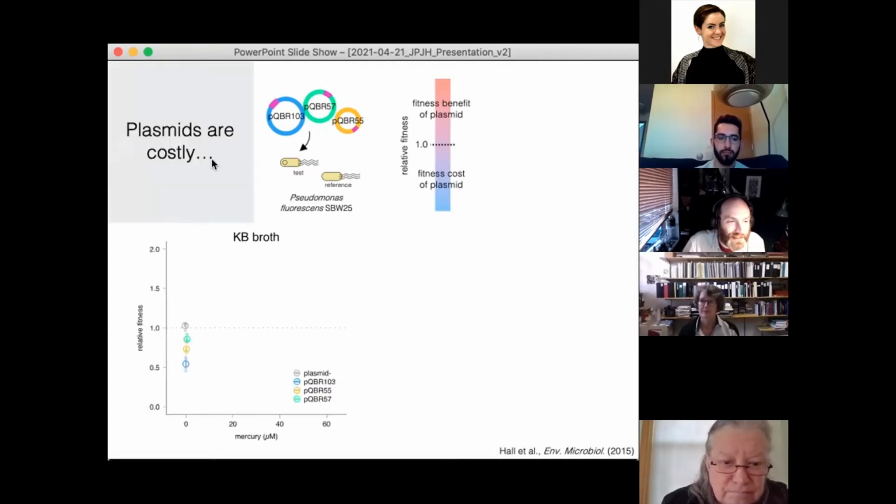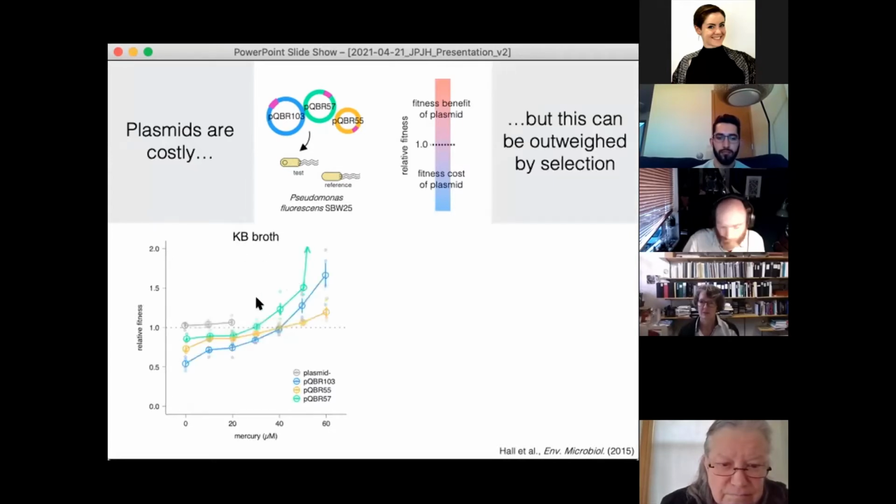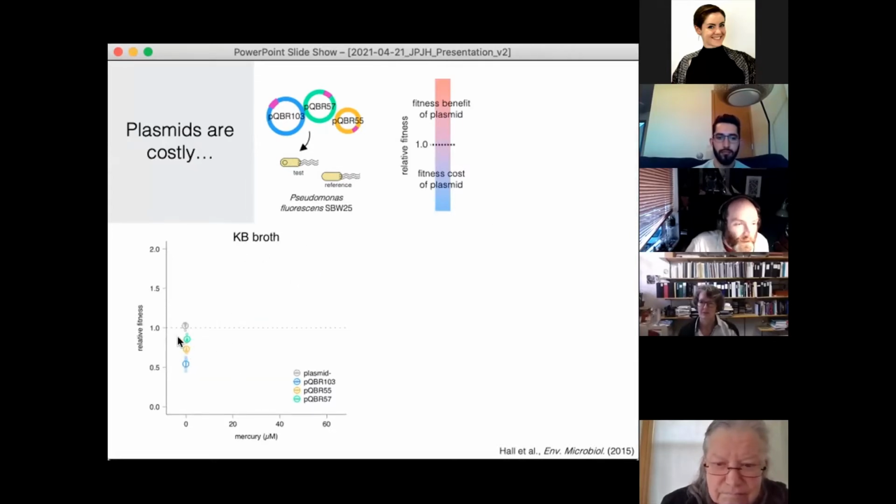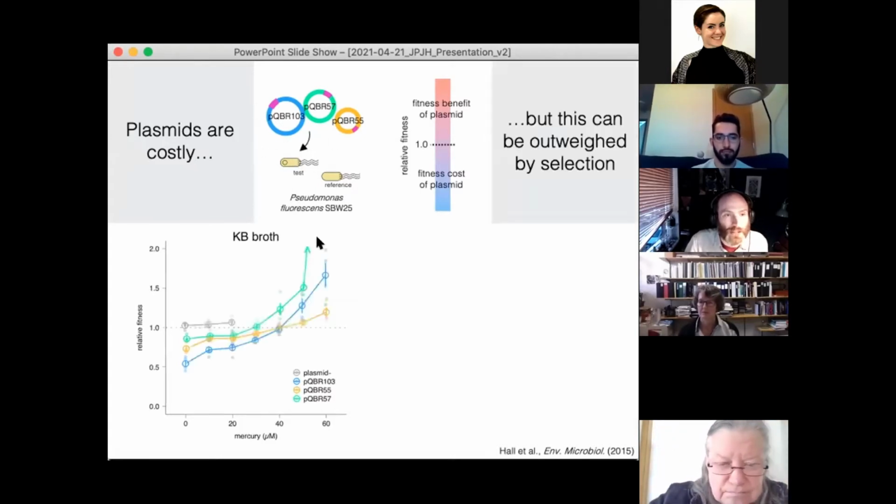And what we can see is when we do this in lab media, we see that all of these plasmids have a fitness cost, in that this relative fitness value comes out below 1. But we can see that these costs can be outweighed by the benefits. In this case, the benefits that these plasmids provide in encoding mercury resistance or mercury detoxification. As we add mercury to the environment, these costs get outweighed by selection, and there becomes a fitness benefit to the plasmid.